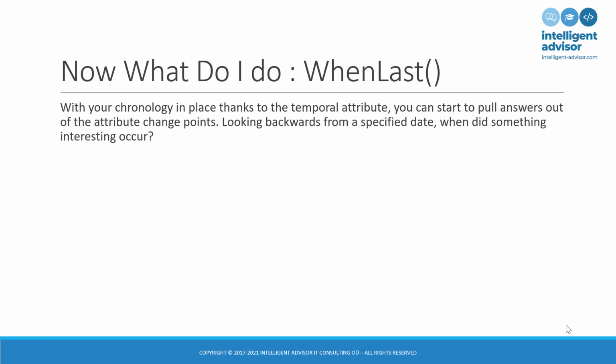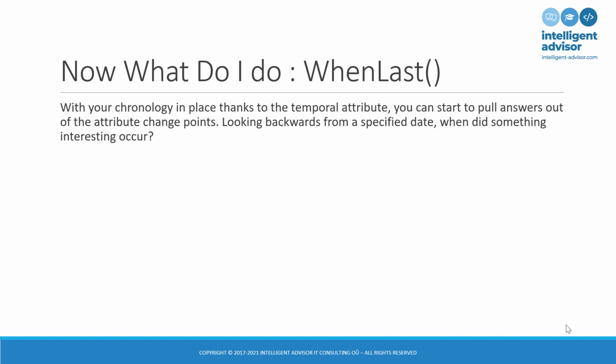Okay, so in the previous example, you saw how to create yourself some attributes, some temporal attributes. But now that you've got that, you can see clearly that one of the jobs you're likely to ask yourself is, when was I last employed? When did I last take voluntary work? Or when was my personal circumstance last uncertain? So the first category of functions that you're likely to need are this family. There are two of them, when last and when next. Now that you have your chronology in place, we can start to pull answers out.